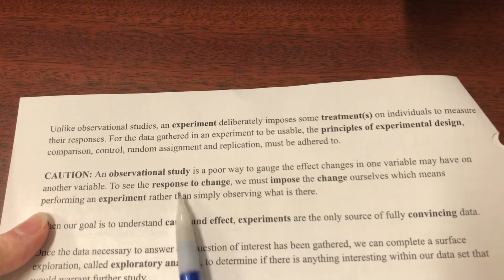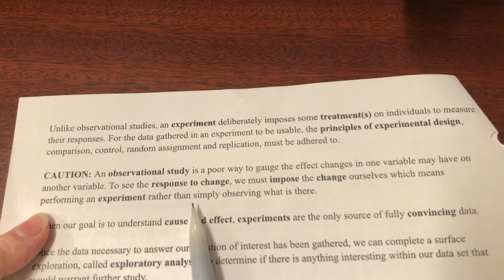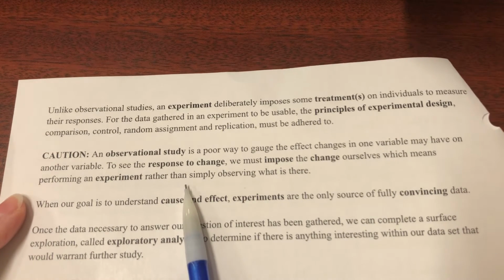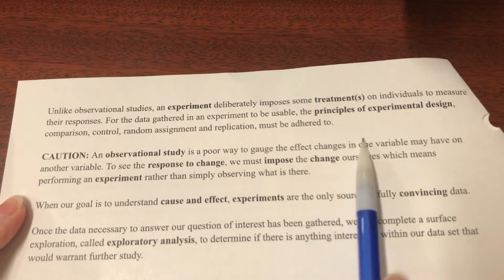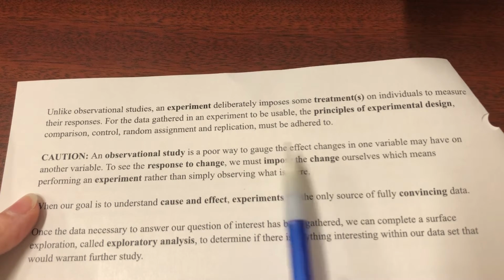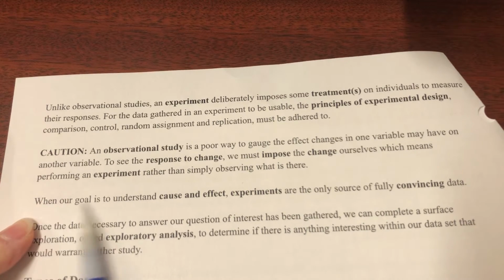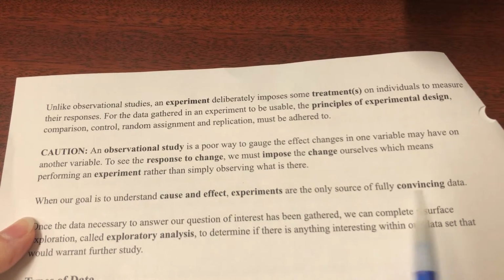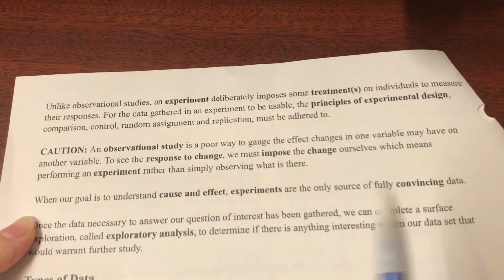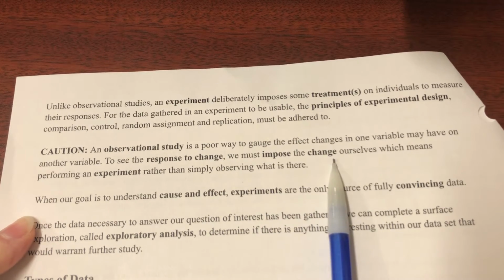Right? That's how we can try to eliminate the potential for lurking variables, essentially variables that could cause our effect instead of our treatments. We want to try to control as much as we can, and we need to be the ones imposing whatever changes are occurring. Now, when our goal is to understand cause and effect, experiments are the only source of fully convincing data because those are the ones where we're imposing the change.